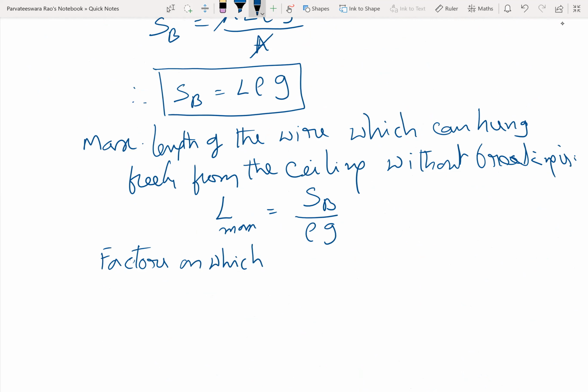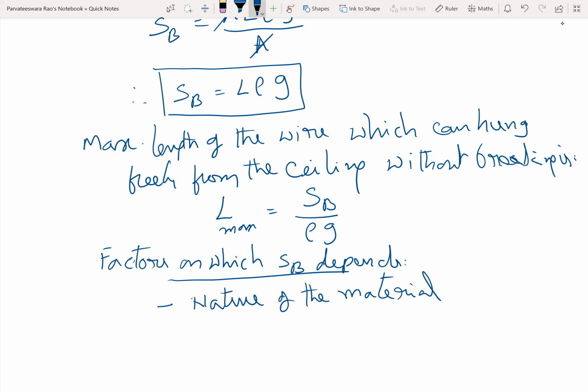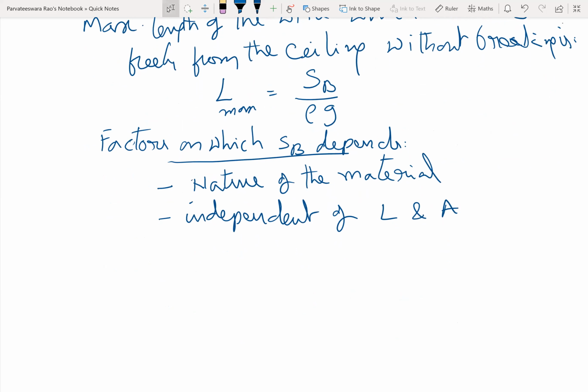So the factors on which SB depends. First and foremost, it depends on the nature of the material of the wire. For example, steel can bear more stress than aluminium of the same length and same cross section, and aluminium can bear more stress than lead wire of the same length and cross section. Like this, it depends on the nature of the material and it is independent of length and cross sectional area. So this is about the breaking stress.